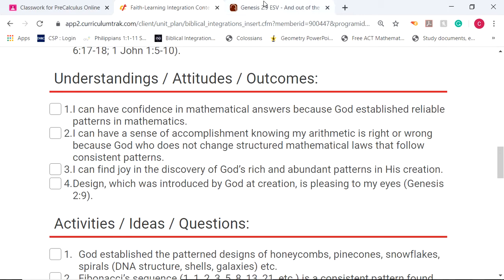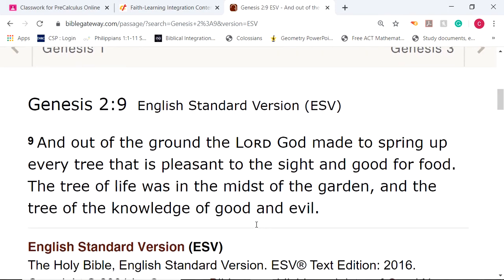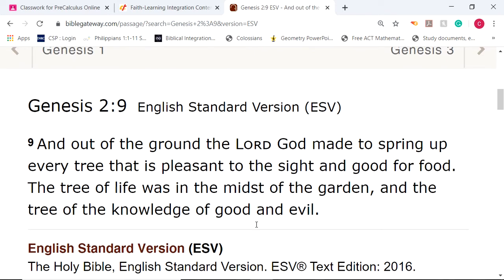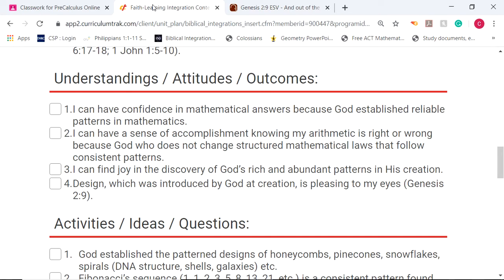And there's a verse here, Genesis 2:9. Let's read that. And out of the ground the Lord God made to spring up every tree that is pleasant to the sight and good for food. The tree of life was in the midst of the garden, and the tree of knowledge of good and evil. And so what we're seeing here is that God's predictability and his design and his proportionality, his characteristics are pleasing to us.